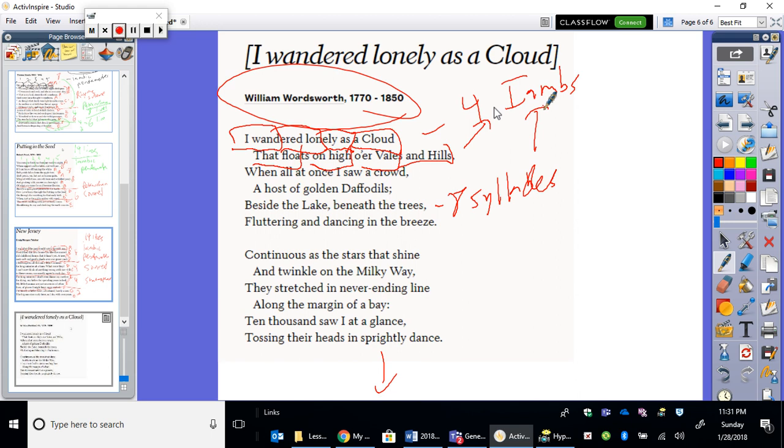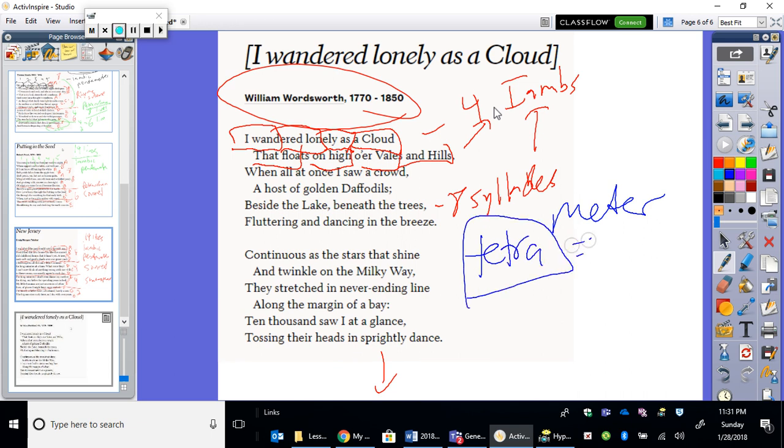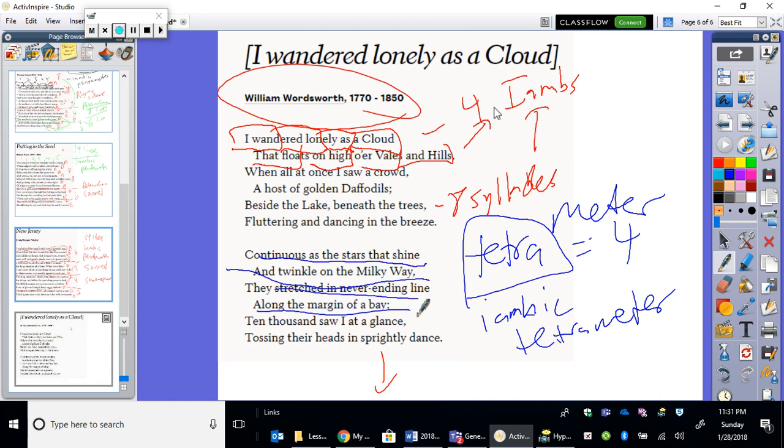Well, with regard to meter, if we were to say what is the predominant meter of this, it wouldn't be iambic pentameter. The magic prefix for 4 when we talk about meter is tetra. And so this would be considered iambic, sorry, handwriting, iambic tetrameter. And once again, why do you need to know this? You'll probably have to do this on one of the test questions.